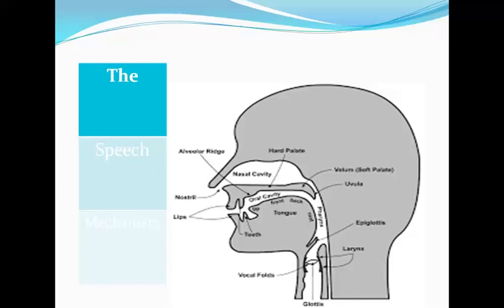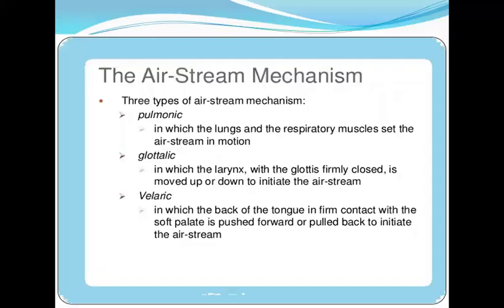Now, the third type is called the velaric airstream mechanism. What happens in this velaric airstream mechanism? Here, the back of the tongue, which is also called velar, V-E-L-A-R, is the initiator. And the air in the mouth is set in motion. To be very specific, the movement of the mouth air by the action of the tongue is called the velaric airstream mechanism.